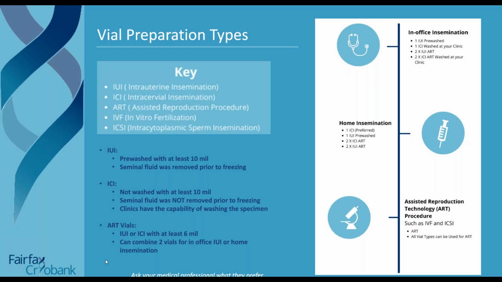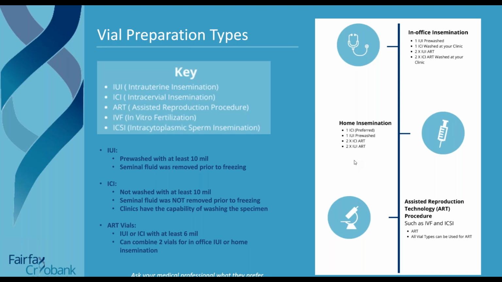ICI vials are not washed, so they do at least still have 10 million motile sperm. The seminal fluid was not removed prior to the freezing process. So if clinics have the capability of washing the specimen, they can request these vials. These vials can also be used for home inseminations. So if you see on the right-hand side, it says home insemination.